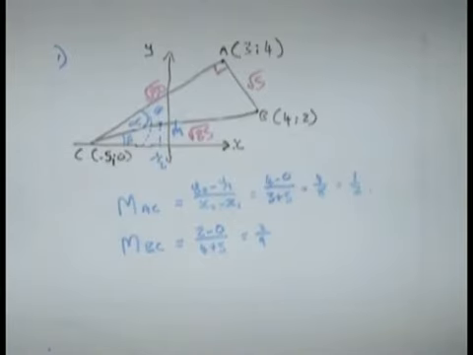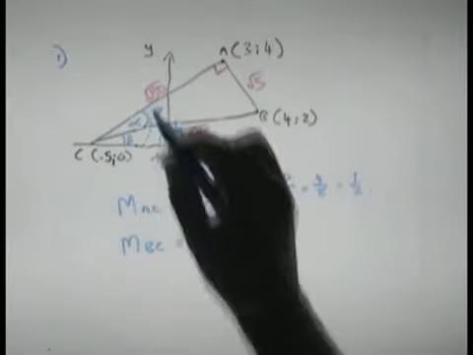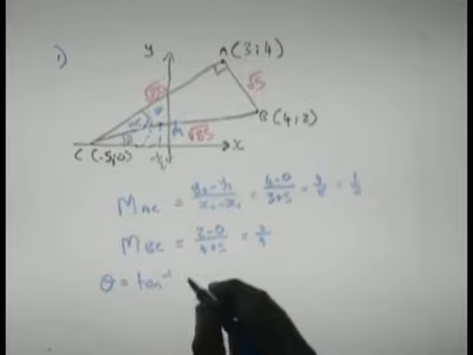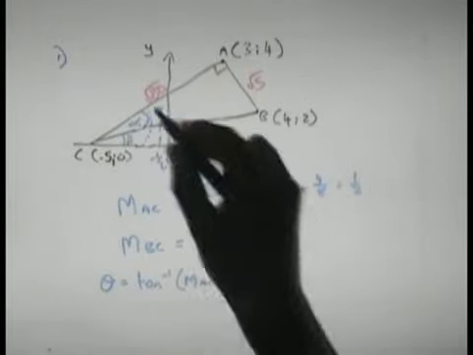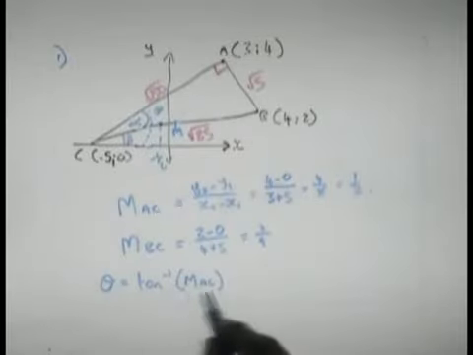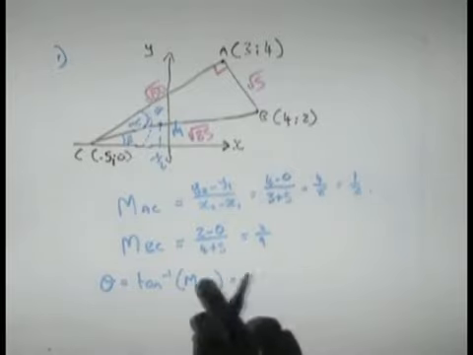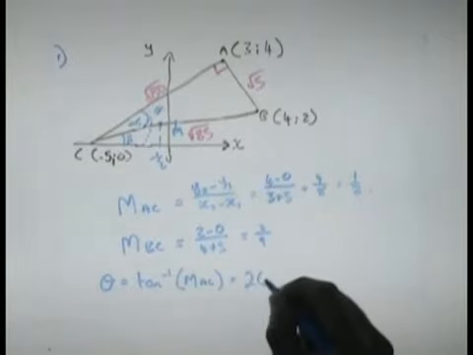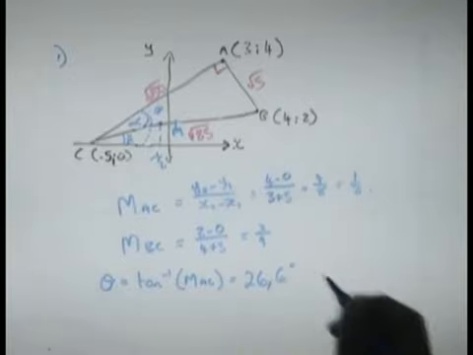Now remember, I know that m is equal to tan theta. Now that big angle theta is equal to second function tan of the gradient of AC. Gradient of AC, the second function tan of that, will give us theta, which is equal to second function tan of a half, which is equal to 26.6 degrees.